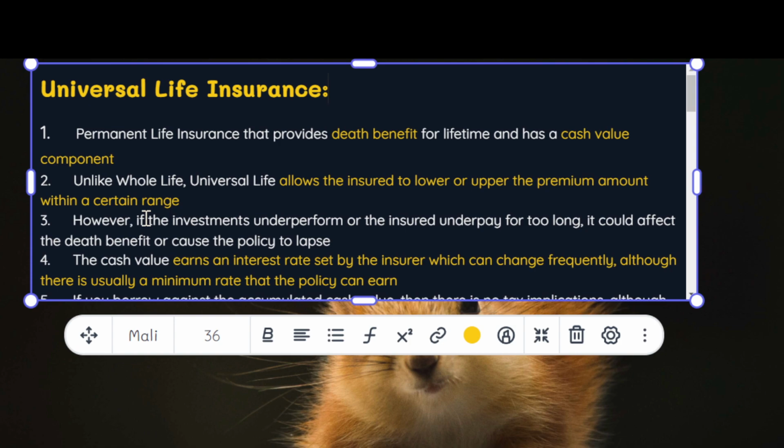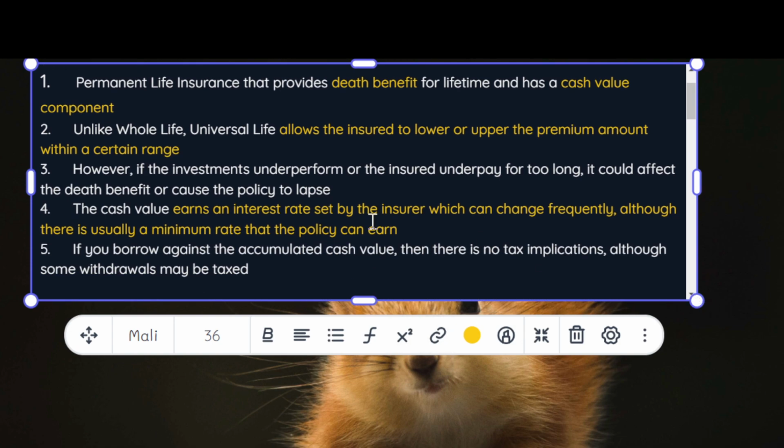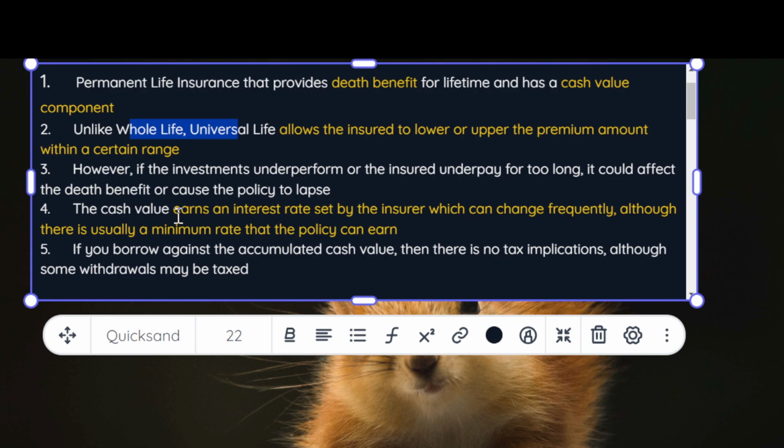The fourth point says that the cash value earns an interest rate set by the insurer. This is another key feature of universal life insurance: it earns an interest rate which is set by the insurer. So you, as the insured, are not able to set the interest rate. When we go into variable universal life, you will see that there you will have the independence of investing your money, but here the cash value earns an interest rate which is set by the insurer. This is another key feature of universal life insurance. The fourth one and the second point are the two most important points.